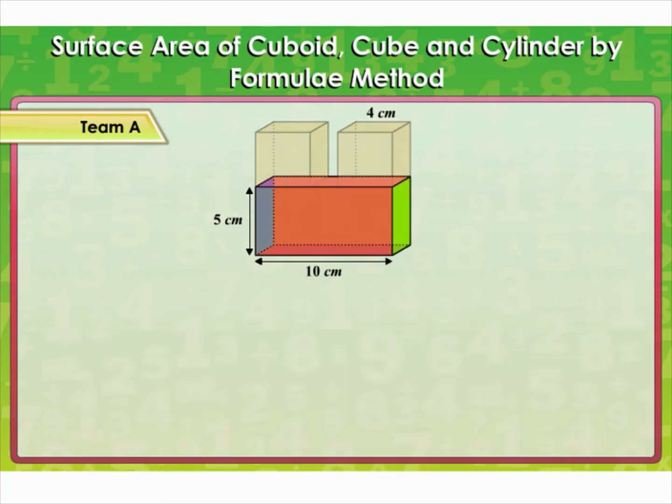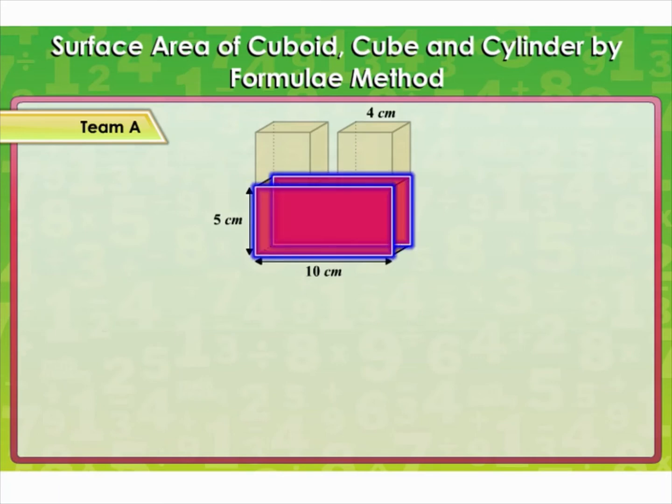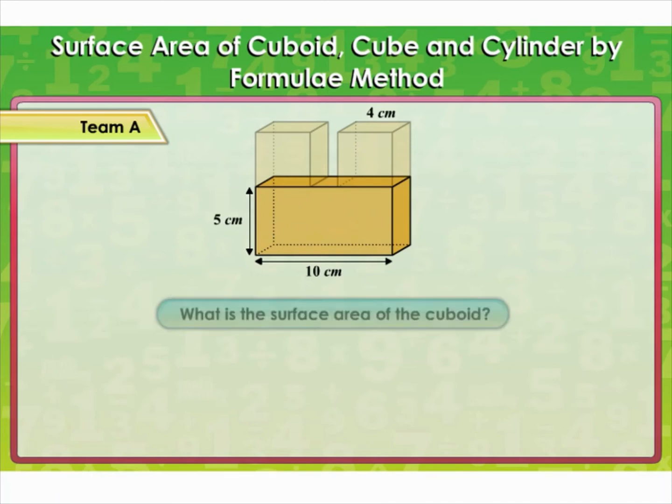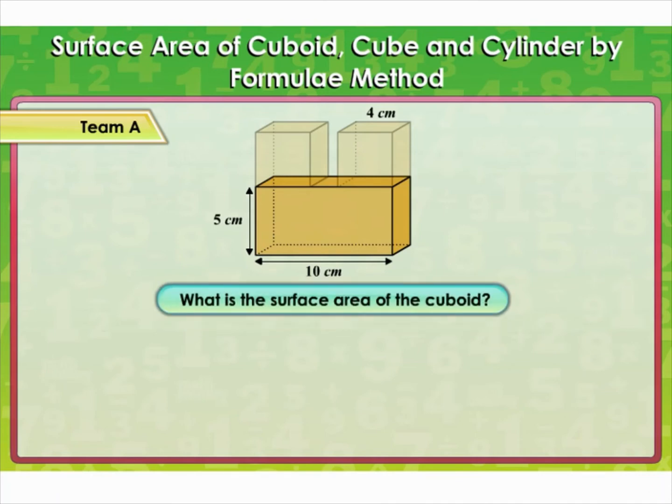How about the surface area of the cuboid? There are 2 faces of 5 centimeters by 10 centimeters. Two faces of 4 centimeters by 10 centimeters, but the top face is connected to the 2 cubes. Two faces of 4 centimeters by 5 centimeters. So how do you find the surface area? Let's start with the surface that is connected.